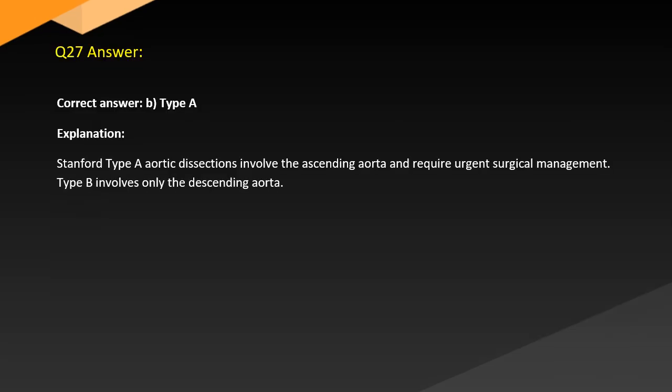Answer. Correct answer: B. Type A. Explanation. Stanford type A aortic dissections involve the ascending aorta and require urgent surgical management. Type B involves only the descending aorta.